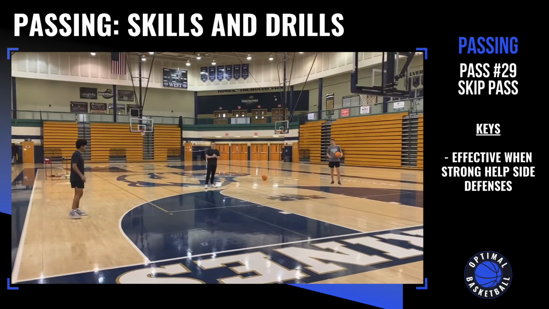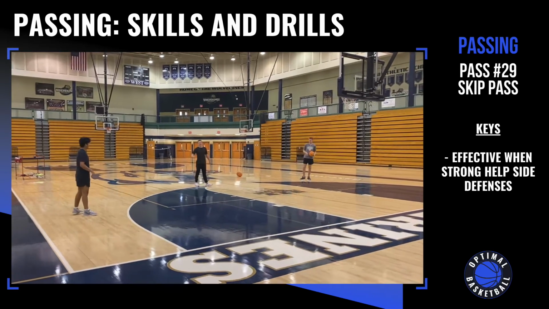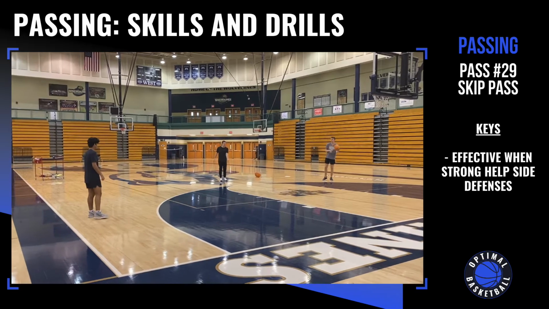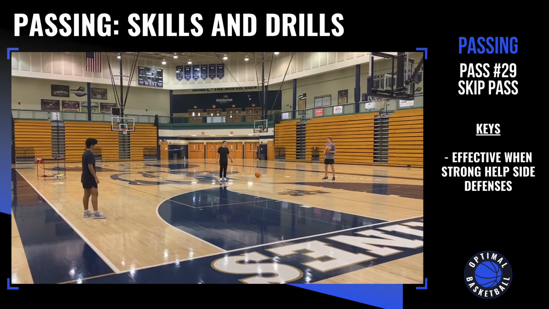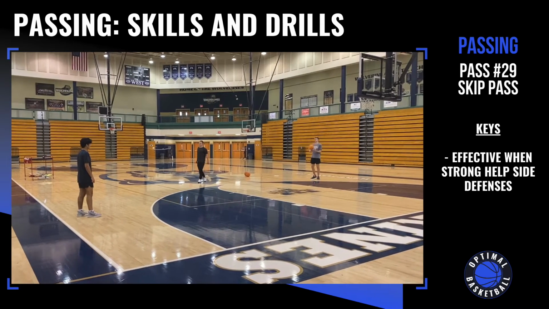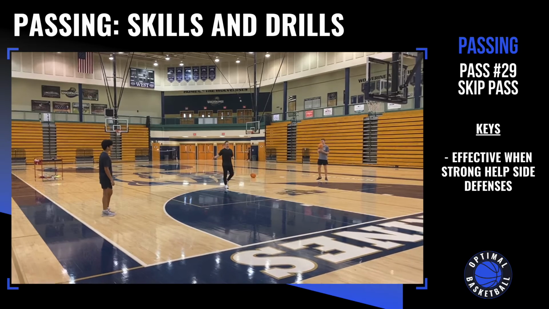Good. Okay, this is called a skip pass, and a skip pass is going to happen anytime that the ball goes from, like, we got the midline of the floor right here. So the skip pass is basically anytime the ball moves from this side of the floor over the midline to the other side. So skip passes are really good against overloading defense.